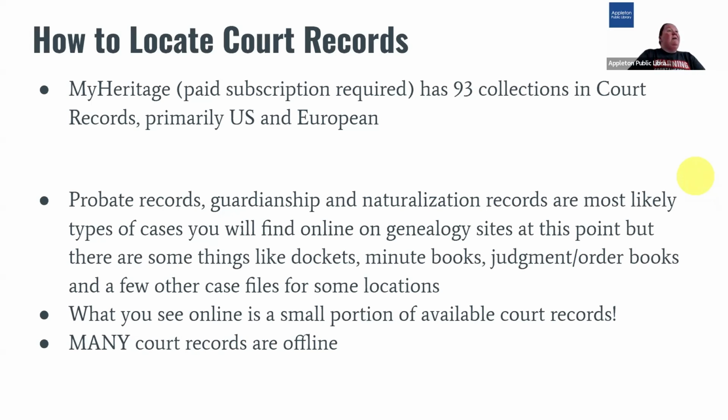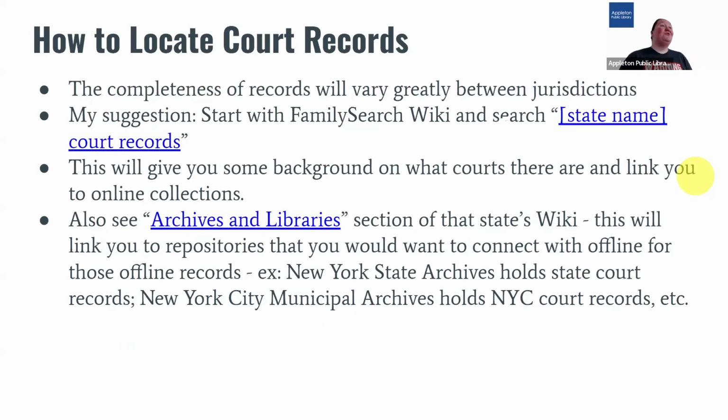Again, like I said earlier, most of the stuff that you're going to find online at this point is going to be probate records, guardianships, and naturalizations, because those are the types of cases that are super genealogy important, the ones they want to prioritize putting online for all of us genealogists. But you might find things like those docket books, those minute books, those judgment and order books, and then a few case files that might be something lucky that you find that have been digitized and put online already. But remember, what you see online is a super, super small portion of what's available in those court records, because so many of them are offline. That's why the majority of the examples I showed you were not my ancestors.